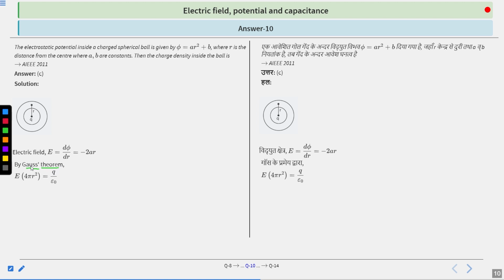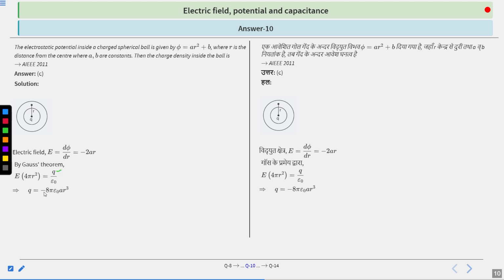So by the Gauss theorem, using this theorem, you will get E times 4 pi r square is equal to Q divided by epsilon naught. Here Q is the charge, and 4 pi r square is the area of the sphere. Clear? So we have to find Q.